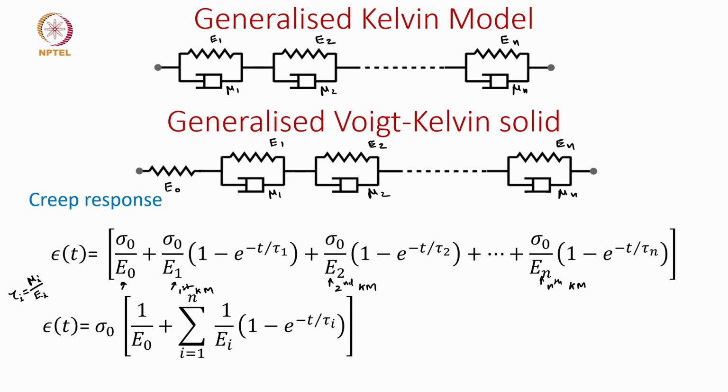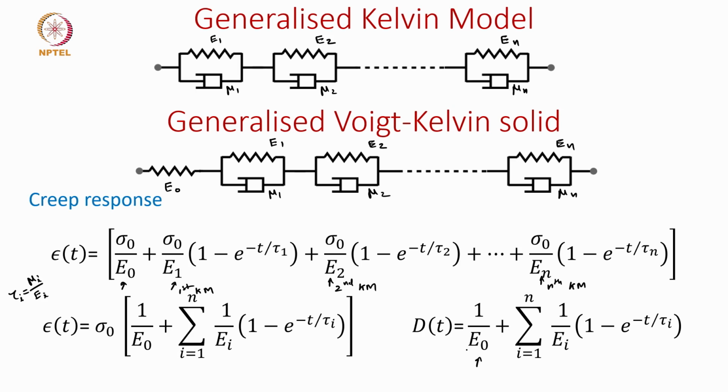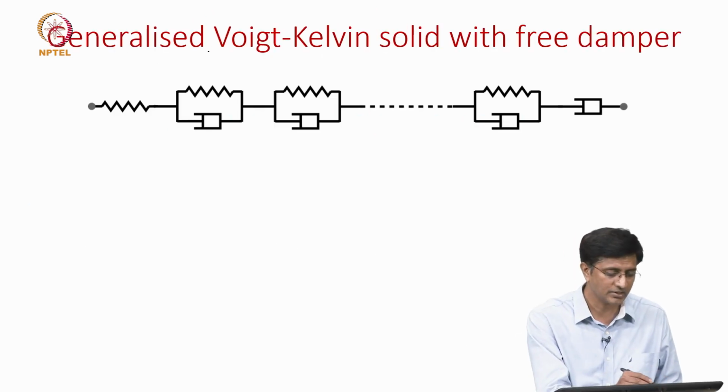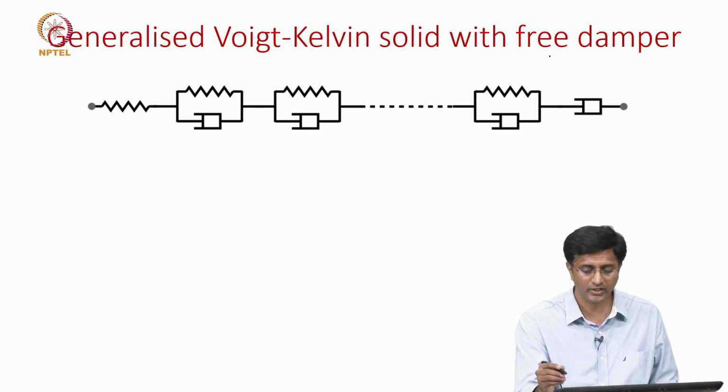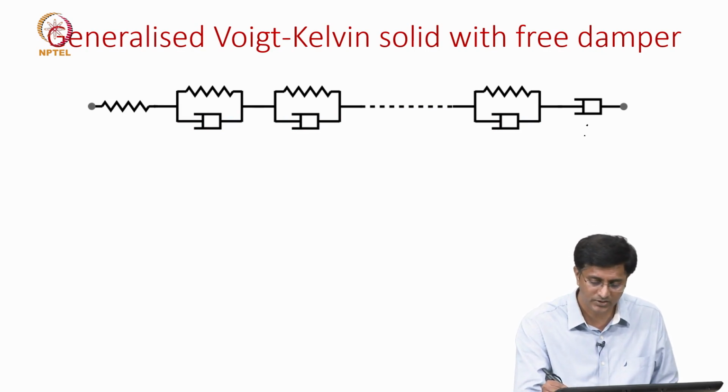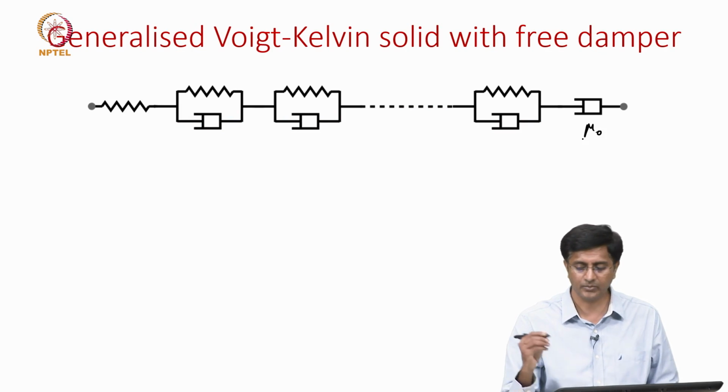From the strain response, we should be able to write the creep compliance given as D of t. We simply need to remove this sigma naught, and then we have this first term from the free spring and the rest coming from each of the Kelvin models. One can even add one more element, the free damper, to this, and then we call it the generalized Voigt Kelvin solid with a free damper. So, what we are introducing is this mu naught, the free damper.